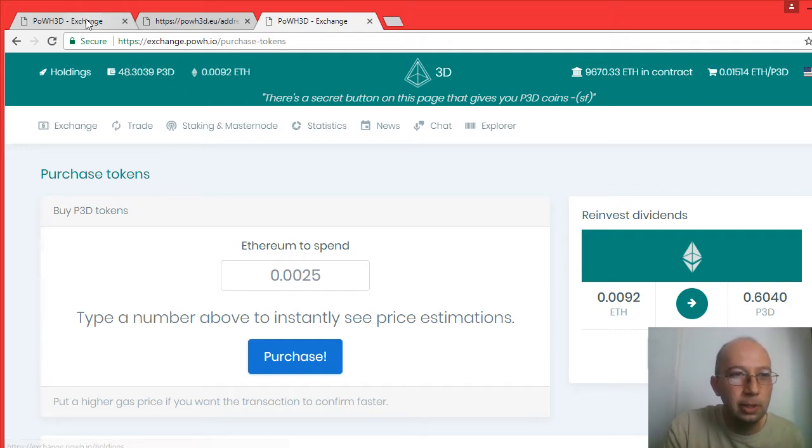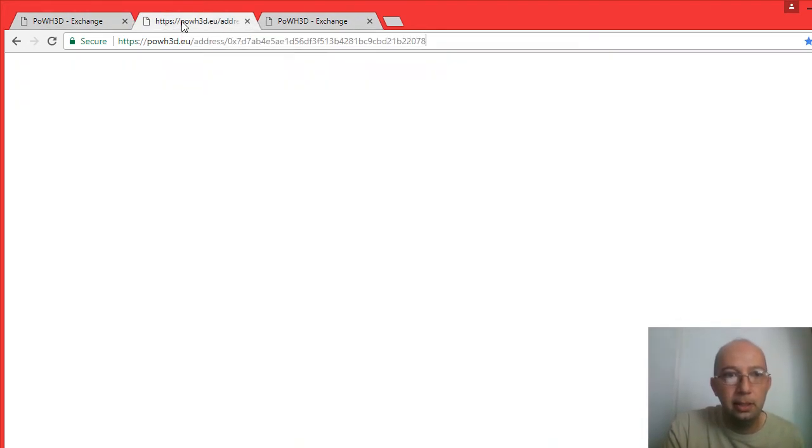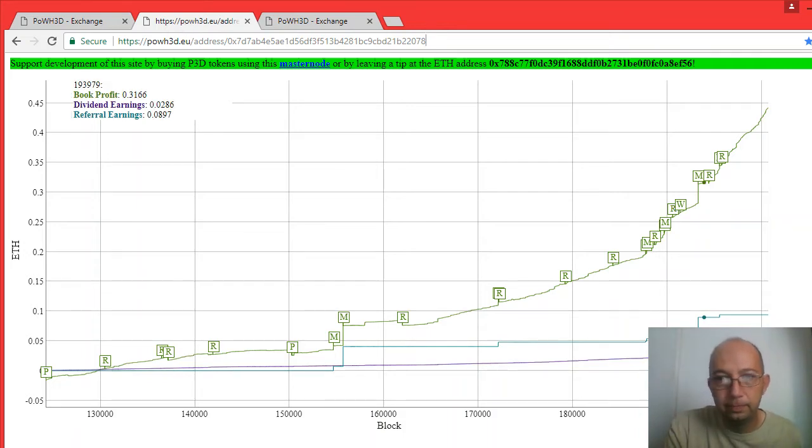Let me show you. There is a site right here. This is my actual profit chart, and anyone could access their profit chart. And right here is where I bought in, my original buy-in.